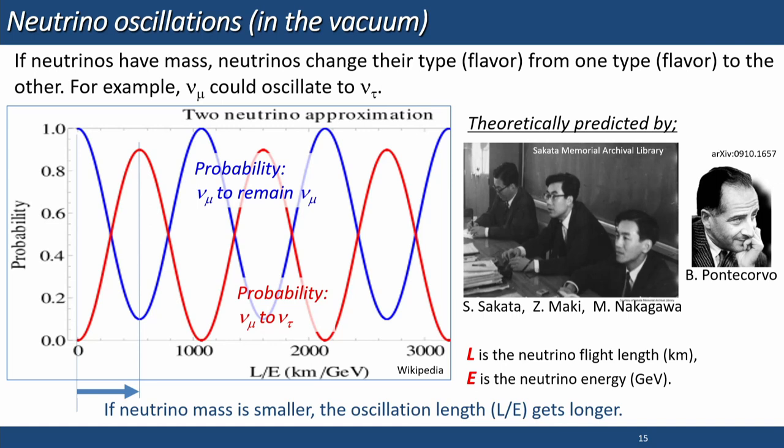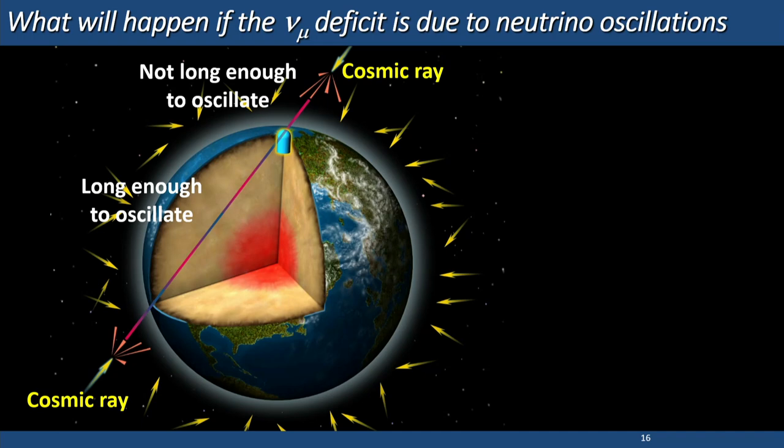However, this was still only a possibility to explain the data. One can imagine some other explanations. So we thought we needed to think one step further to really test if the deficit is due to neutrino oscillations or some other possibilities. And for this, we thought this way.